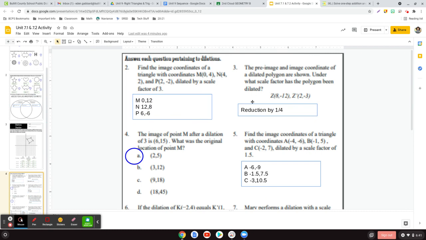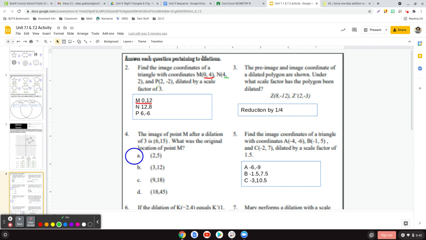All right. So find the image coordinates of the triangle with original pre-image coordinates of M, N, and P. We're going to dilate that to a scale factor of 3. So if our scale factor is 3, we just go and multiply each of our coordinates by 3. So for M, 0 times 3 is 0, and 4 times 3 is 12. This is how we got M.